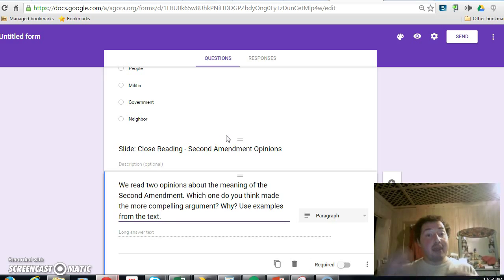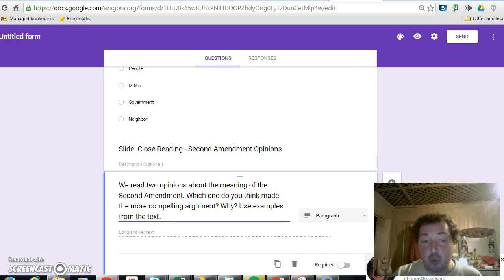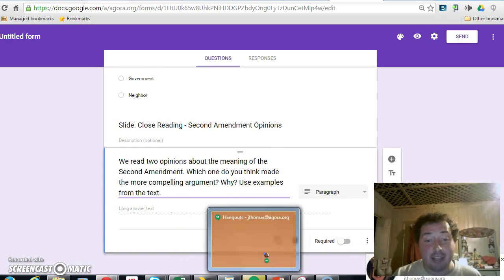I could have maybe a couple articles on, well, what does this mean? There's a big debate about what that first clause and the second clause mean together. And maybe I would have them read 2 different opinions about the meaning of the Second Amendment. Which one do you think is most important? Why do you think that's most important? So they would be able to look through that and answer that.